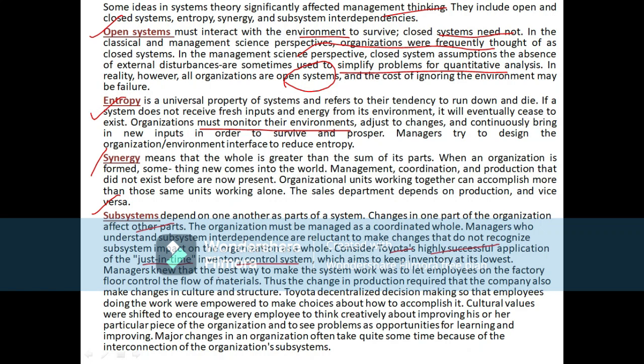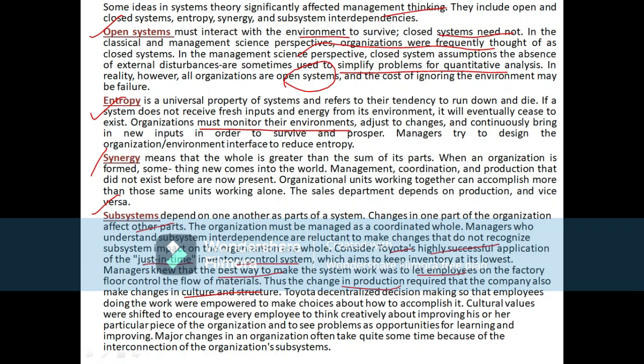Managers knew that the best way to make the system work was to let employees on the factory floor control the flow of materials. So the flow of materials is controlled by the employees, not the top level management. Decentralization of power is given. Thus the change in production also required changes in culture and structure. The person working on the ground floor will know how much material is there, how much flow of material is going on, and how much is required. So the company has given the authority to the employees on that floor, and wastage cannot be seen.